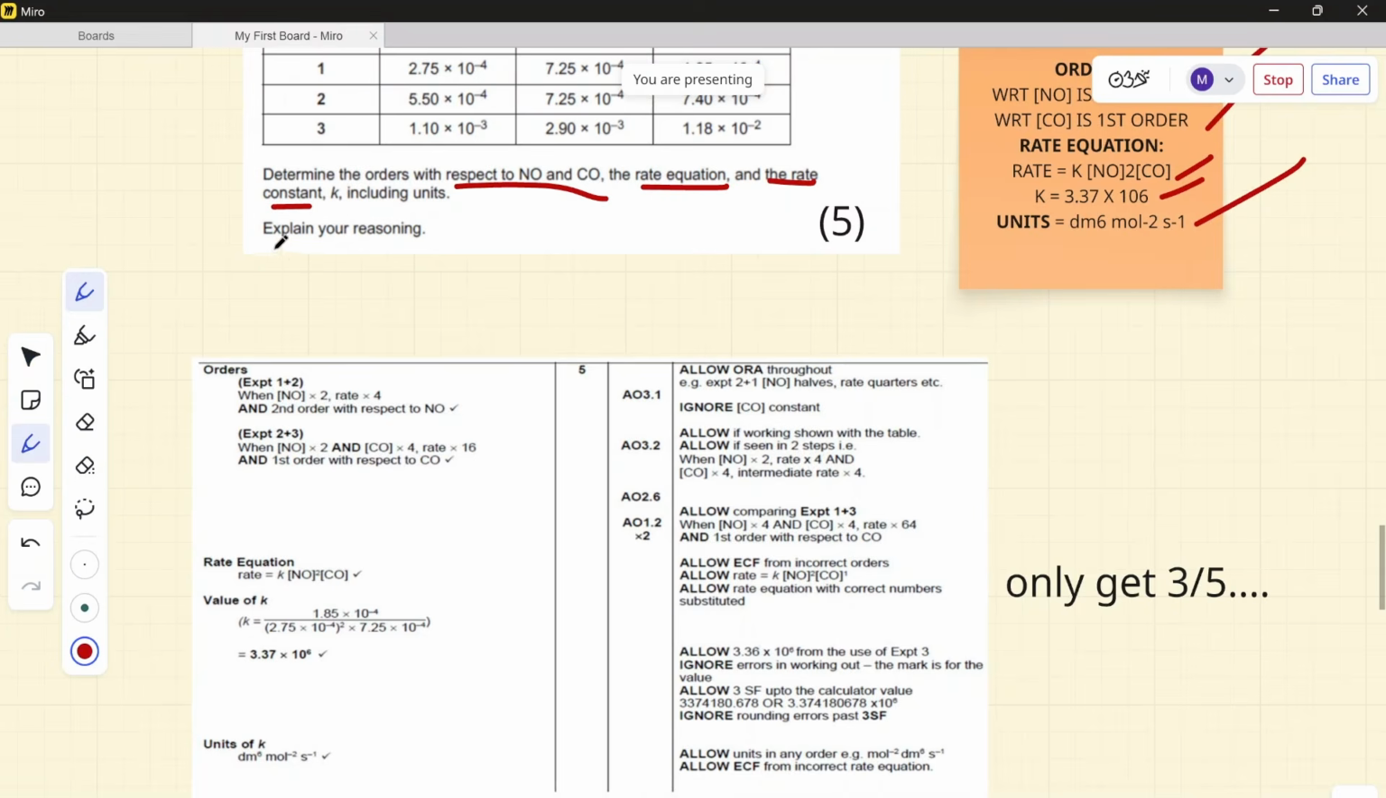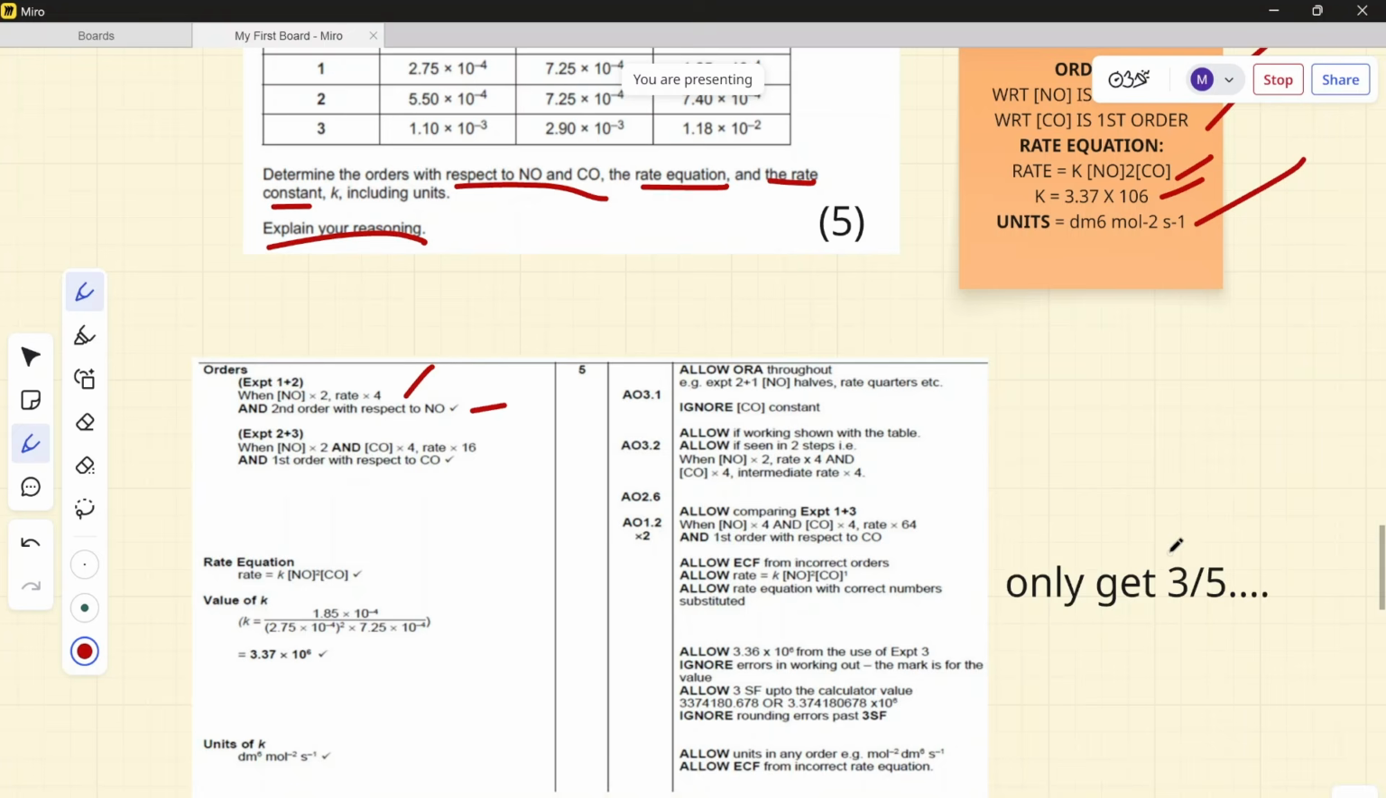Why? Because I forgot this part. I didn't explain. Explanation is a bit difficult. So look, the explanation is here. I can't just say it's second order, right? I have to say it also doubles and the rate quadruples, and it's the same thing here. So even though technically I've got the answer right, I'm not going to get full marks.